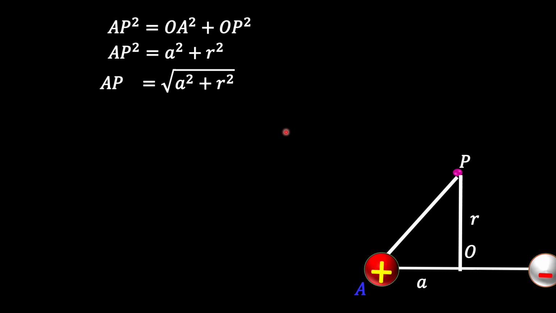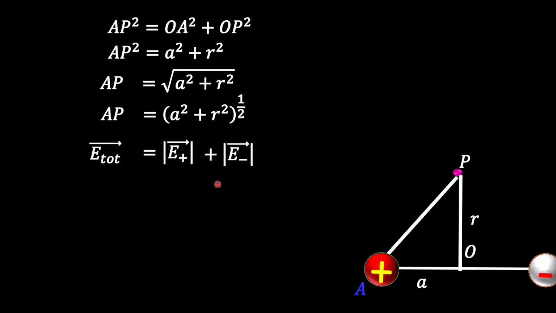Next, we have to find the AP distance. APO is a right angle triangle. In a right angle triangle, hypotenuse square is equal to side square plus side square. So here AP square is equal to OA square plus OP square. Substituting OA and OP values and taking square root on both sides, we get square root of a square plus r square. It can be written as a square plus r square all to the power 1 by 2. So E total vector is equal to E plus vector plus E minus vector. Magnitude of E plus vector is equal to magnitude of E minus vector.